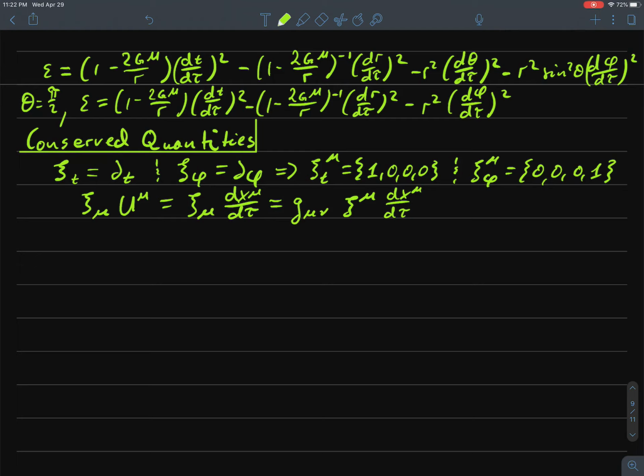So let's see what happens. Let's work it out for the time, the temporal piece. So the conserved quantity: what I want to do is look at the temporal. So that's going to be g mu nu, mu t. Oops, there's a mistake. That should be nu. I'm sure you guys caught that.